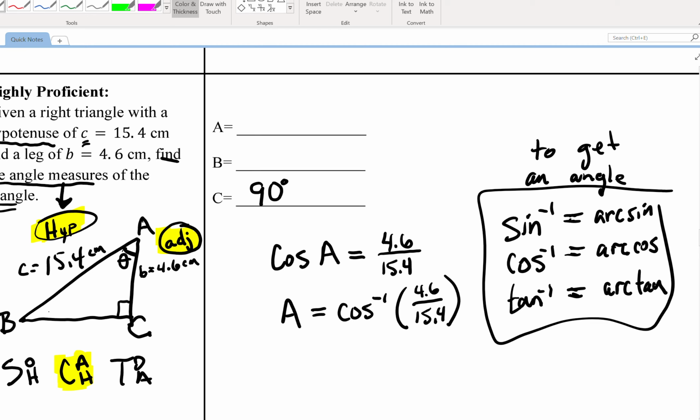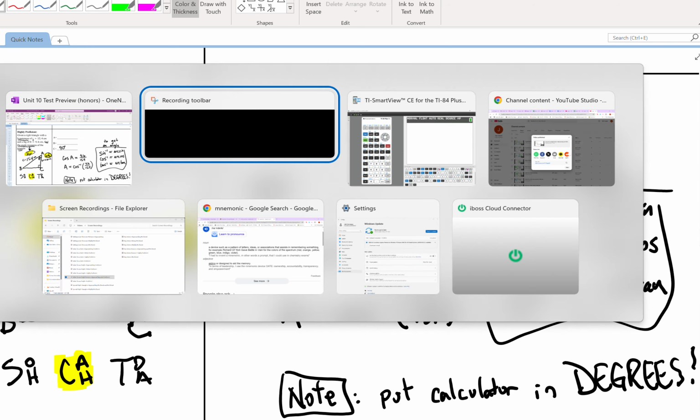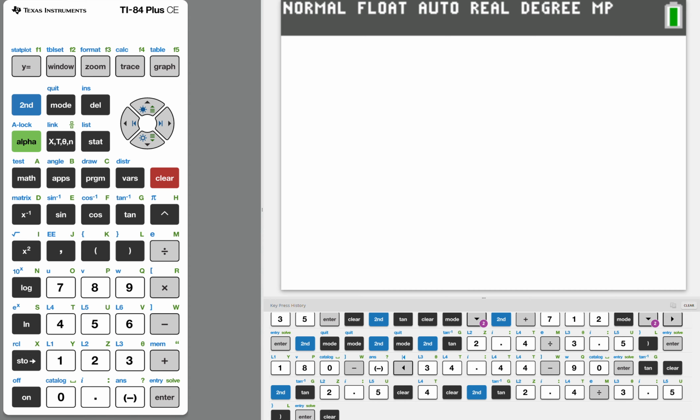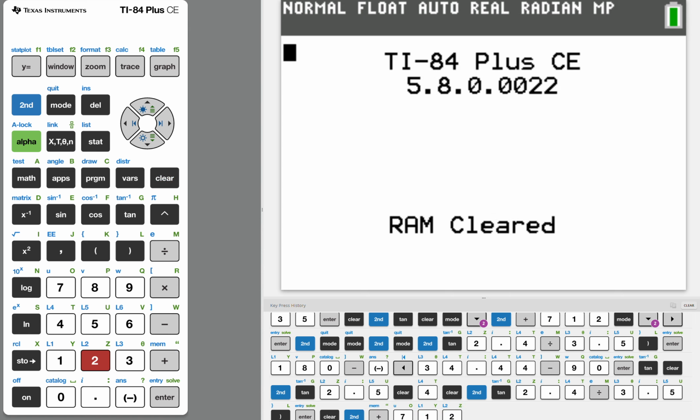One of the things you need to be careful about, and I wrote this in my other video, but here you go again. Note, put calculator in degrees! Exclamation mark. Now we go over here. If you look, and I do, have you clear your memories before you start taking a test. So second function plus 7, 1, 2, and it clears the memory. But notice up here with my cursor, it now says radians, and that's true in the older ones too.